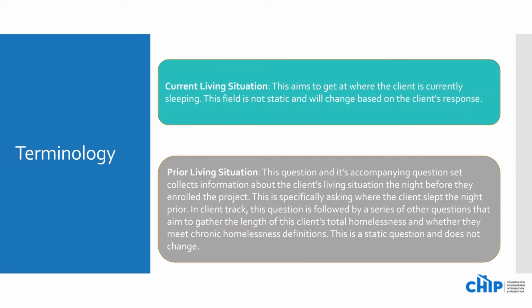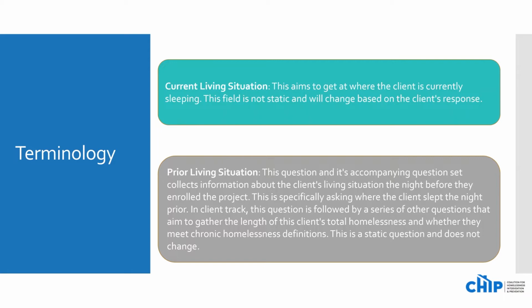So if I enrolled a client on July 1st, right? Prior living situation would be saying, where was this client sleeping on June 30th? Like the night before, where were they sleeping? Where were they living on the night before? And literally, it's just to that singular night.